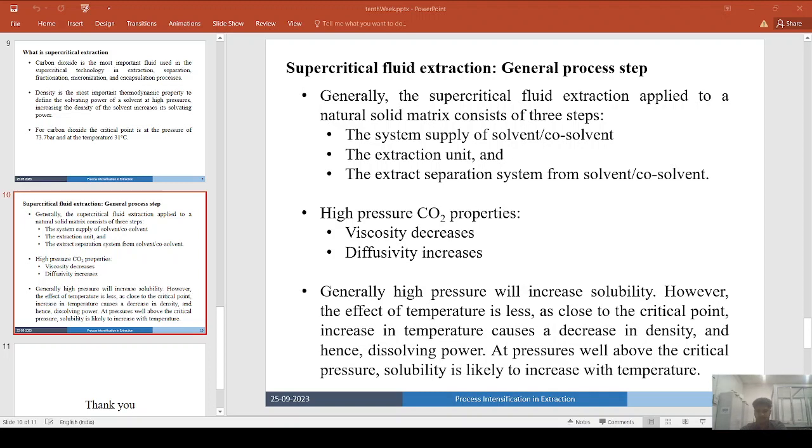Maximizing solubility. Generally, higher pressure will increase solubility. The effect of temperature is less clear close to the critical point. Increasing the temperature causes a decrease in the density and hence dissolving power. At pressures well above the critical pressure, solubility is likely to increase with temperature. Addition of low levels of modifiers such as methanol and ethanol can also significantly increase solubility, particularly of more polar compounds. Now, optimizing the flow rate.